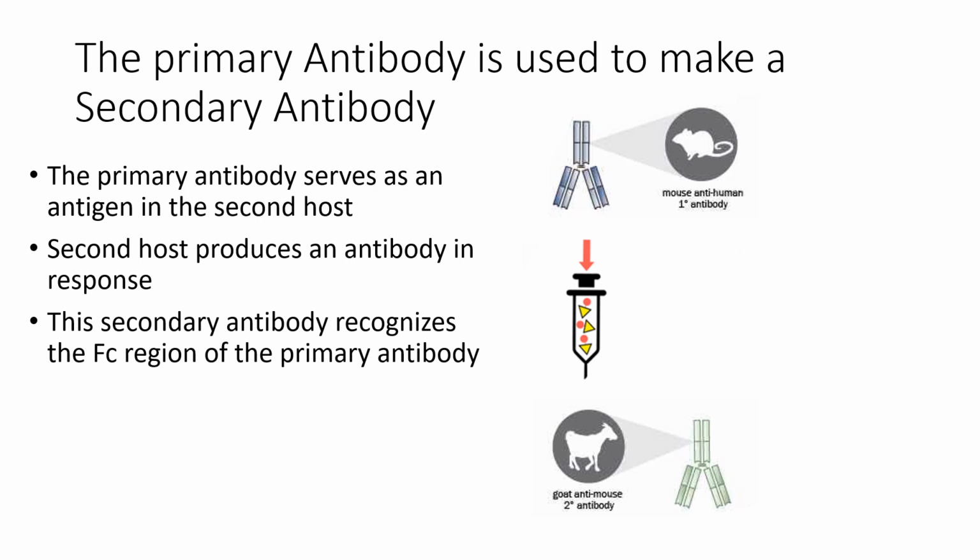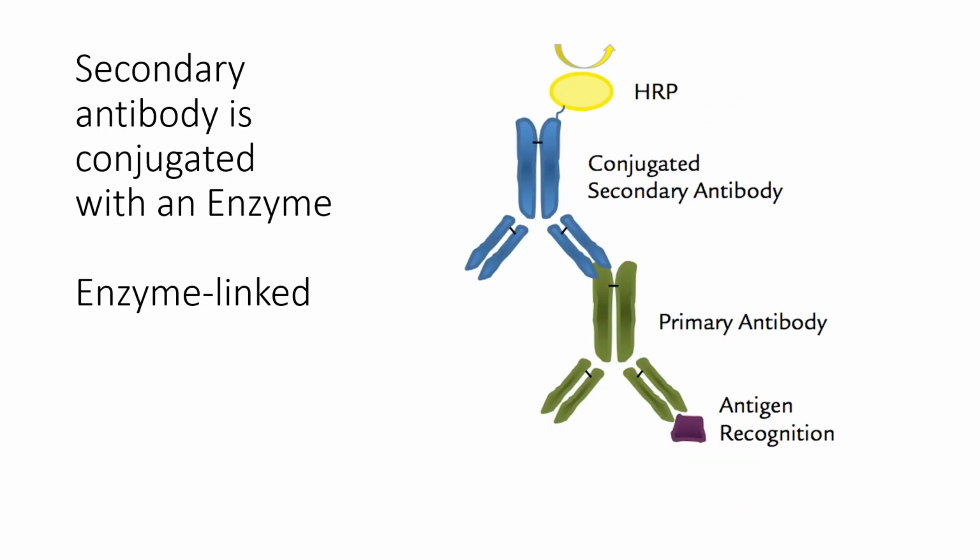This is called the secondary antibody. It too would be purified, and instead of having antigen on the column as in the previous slide, it would have primary antibody on the column. You'd pour the goat's blood over, and only the antibodies that bind to the Fc region of the primary antibody would remain. You can rinse it out, and now you have a secondary antibody.